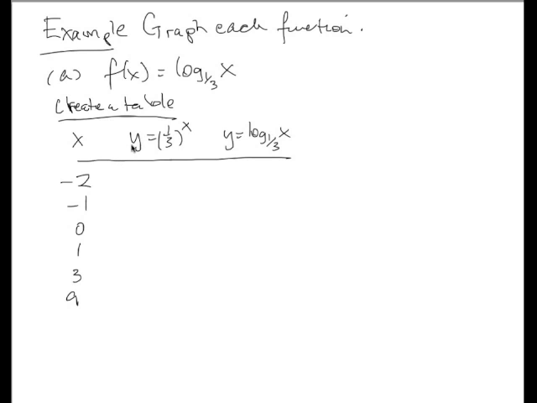When I put -2 in here where x is, I'm going to get 9, because 1/3 to the -2 is 3 to the -1 to the -2, which is 3 squared. And this will be 3. This will be 1. Now, this will be a third. This will be 1 on 27. And if you use a calculator on this one, it's going to get really small. This is 1 on 19,683.